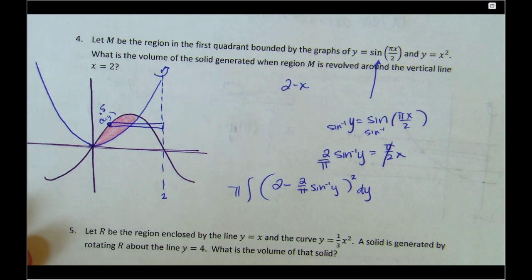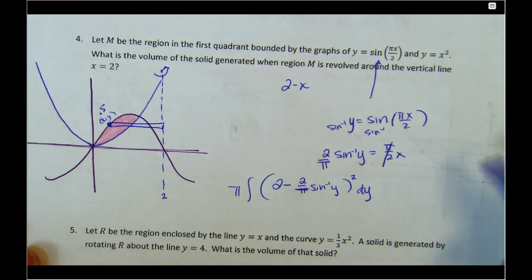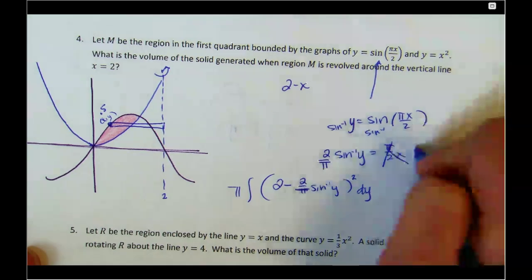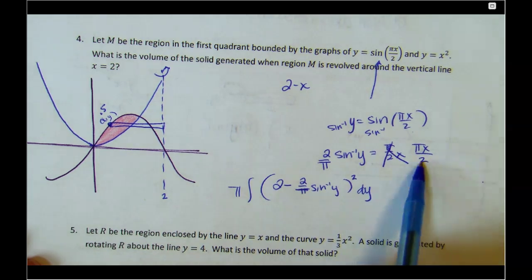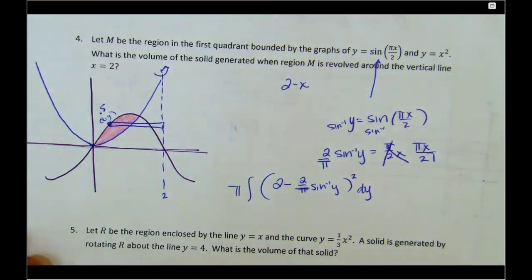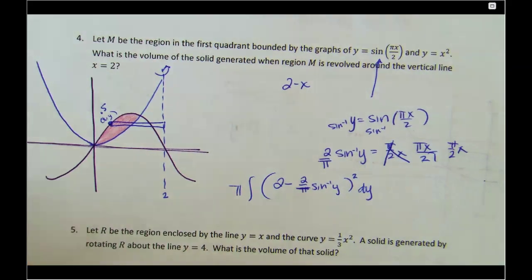Pi x over 2. Well, you would multiply by 2 and divide by pi, right? That's what you'd have to do to get x by itself. Multiply by 2, divide by pi, because it's like x over 1. So I could separate those. It just looks like it's down there, but it's not. It's next to.